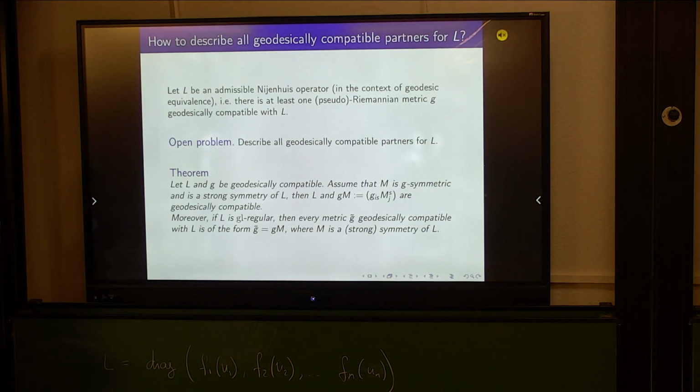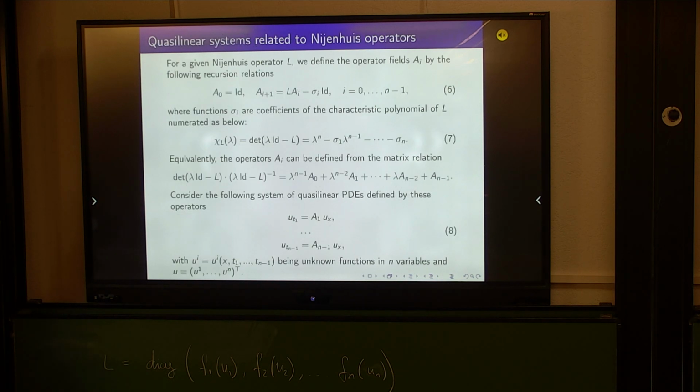And then you can replace M with any polynomial of L or any function of L, but it appears that what you need to do is consider all symmetries. That was kind of unexpected. But now, why not? Now it looks natural to me.